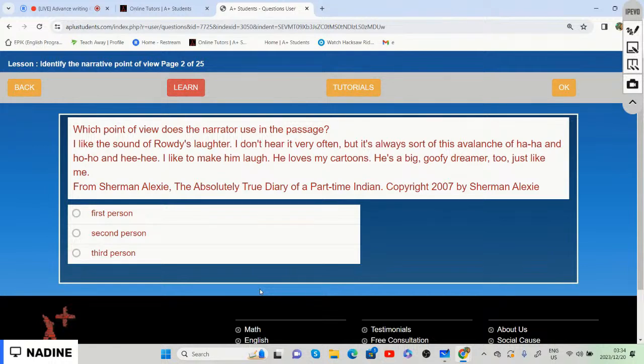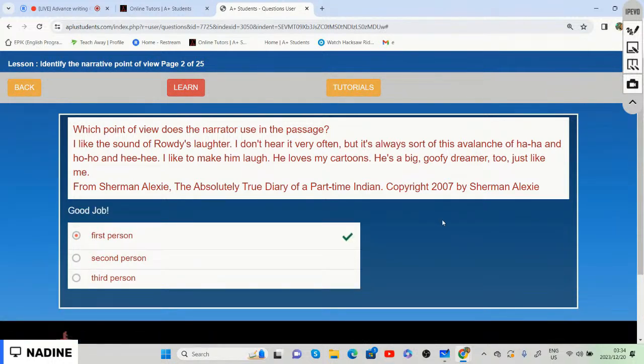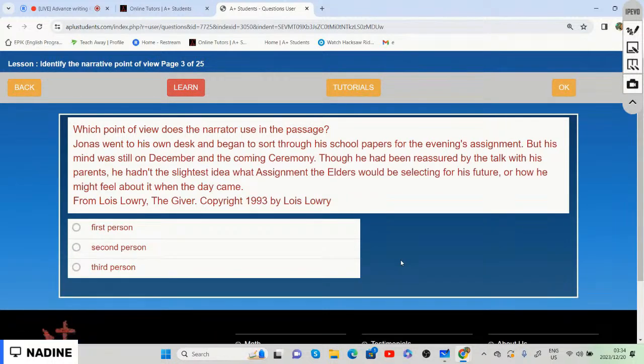I like the sound, right? And the word I gives us an indication that this is first person. So we see words like I, me. Yes, so first person.